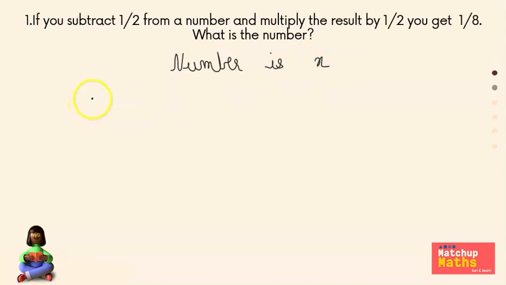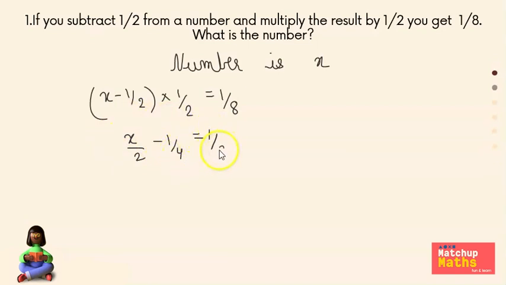If you subtract 1 by 2 from a number, it will be x minus 1 by 2, and multiply the result by 1 by 2. So after subtracting, the result is x minus 1 by 2. Multiply it by 1 by 2, you get 1 by 8. So let's open this bracket. We will get x by 2 minus 1 by 4 is equal to 1 by 8. So x by 2 is equal to 1 by 8 plus 1 by 4.